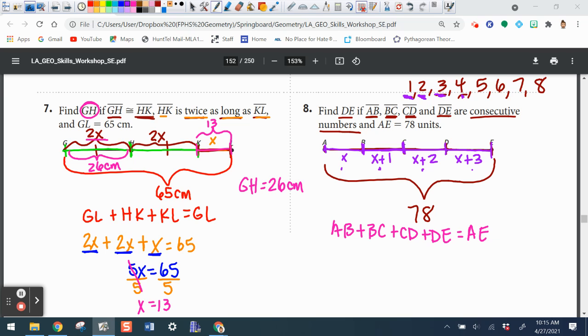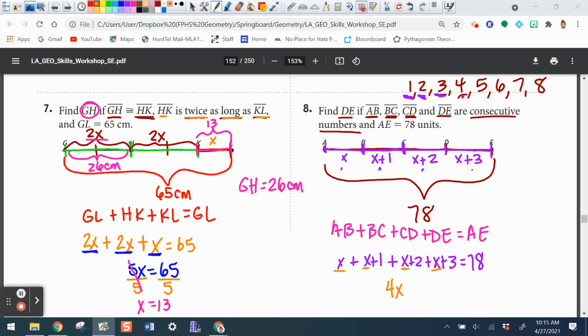So I'm going to replace everything with the values that I assigned to it, or the values that were given to us. So AB is x, BC is x plus 1, CD is x plus 2, and DE is x plus 3. And AE, they tell us the total length is 78 units. So we're going to combine like terms here. So x, x, x, and x, these are all like terms because they are, in fact, the same variable raised to the same exponent. So this is 1x, 2x, 3x, and 4x. So we have a total of 4x.